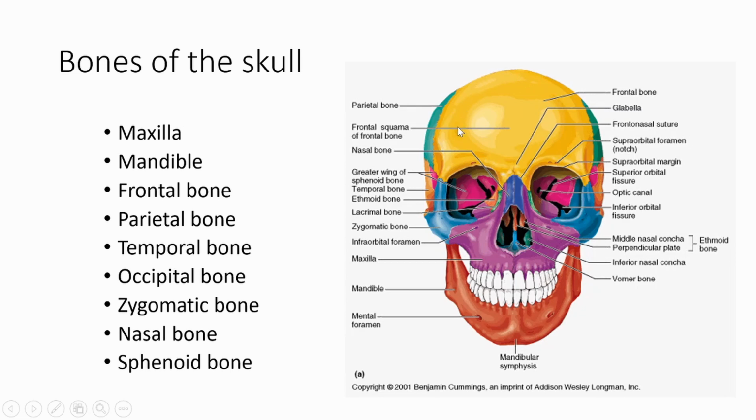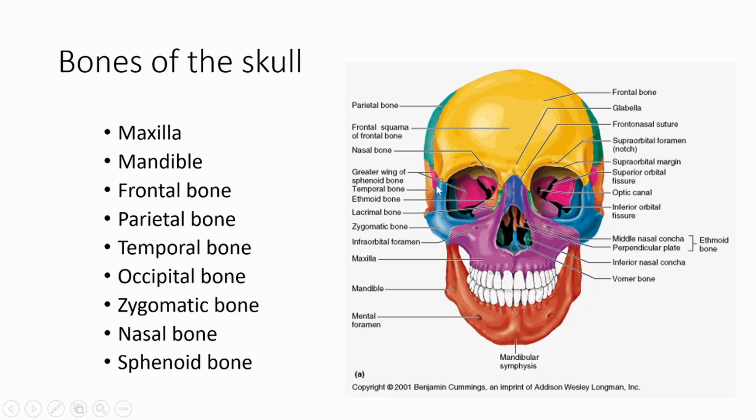The frontal bone is this large bone we see up here in yellow. It's forming what you would know as your forehead. The parietal bones are off to the side here in green. We can't see them very well from this angle, so we'll look at them again on the next slide.